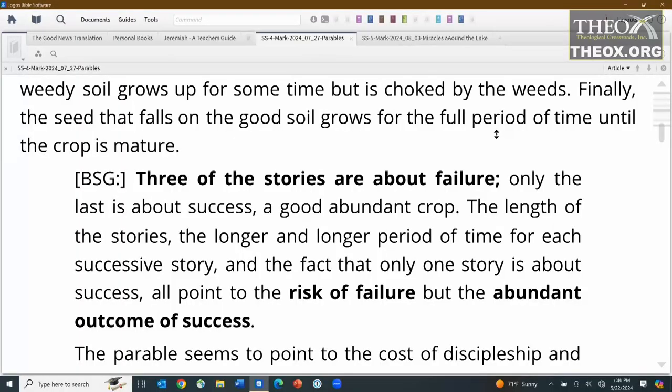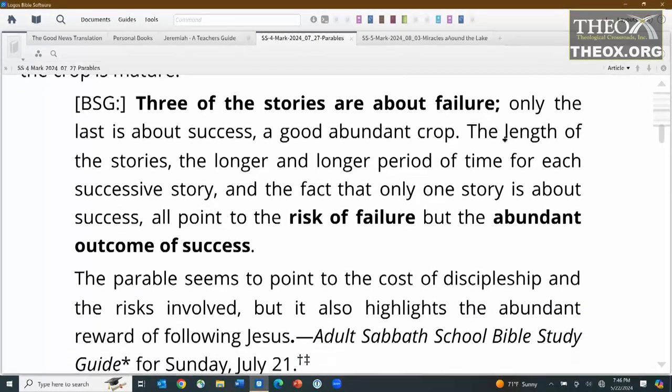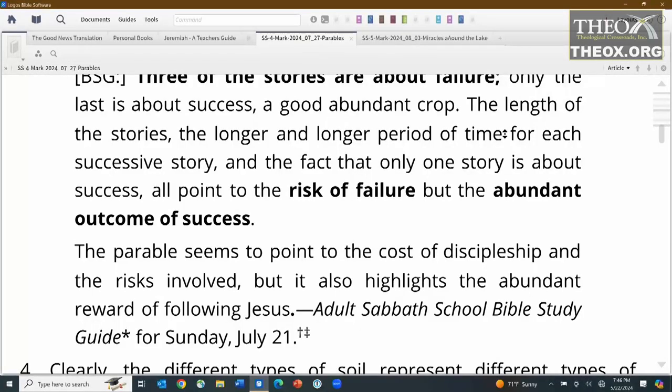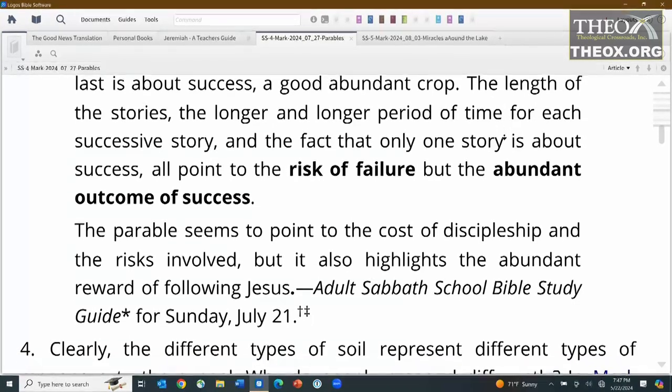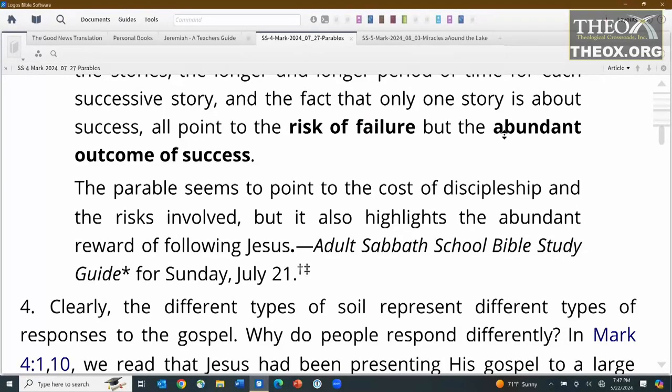There you go. Okay, from the Bible study guide: three of the stories are about failure. Only one is about success, an abundant crop. The length of the stories, the longer and longer period of time for each successive story, and the fact that only one story is about success, all point to the risk of failure, but the abundant outcome of success. The parable seems to point to the cost of discipleship and the risks involved, but it also highlights an abundant reward in following Jesus. Okay, what are the risks of discipleship?